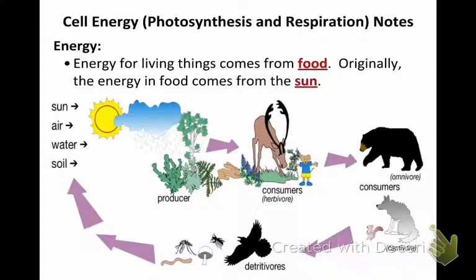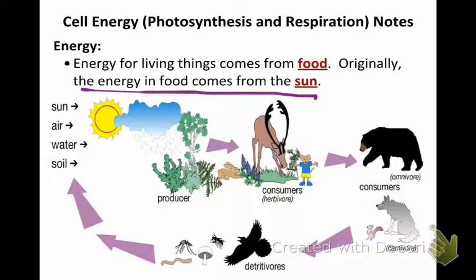So first off, we have to talk about cell energy, which includes both photosynthesis and respiration, okay? Photosynthesis is making the energy from the sun, okay? And then respiration is how our bodies then use that energy when we eat plants, etc., in order to give us actual energy that moves our muscles and that kind of stuff, okay? So energy for living things comes from food, okay? And originally, the energy in food comes from the sun. That is a major concept that you need to know for this unit, okay? All the energy in food comes from the sun.